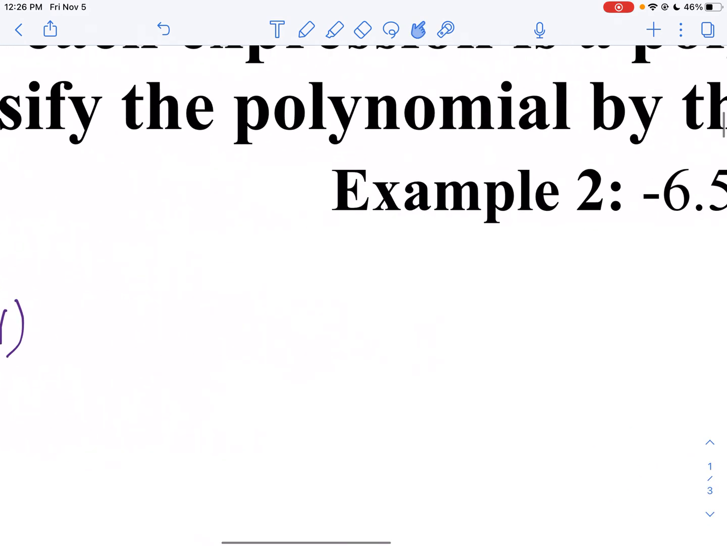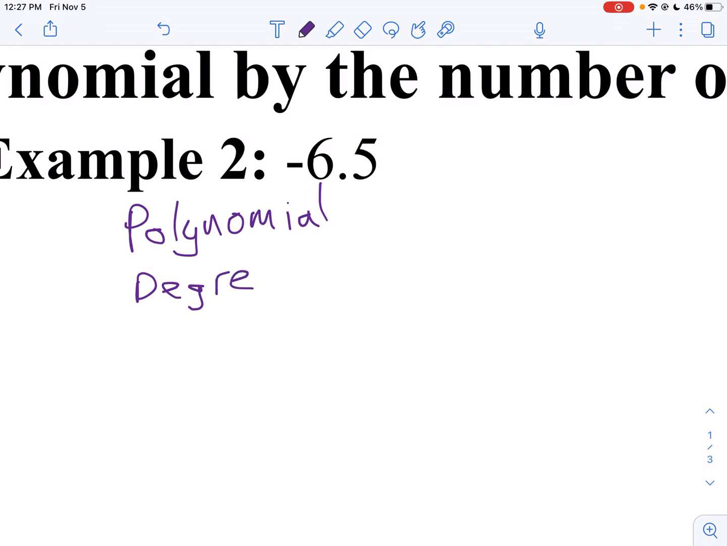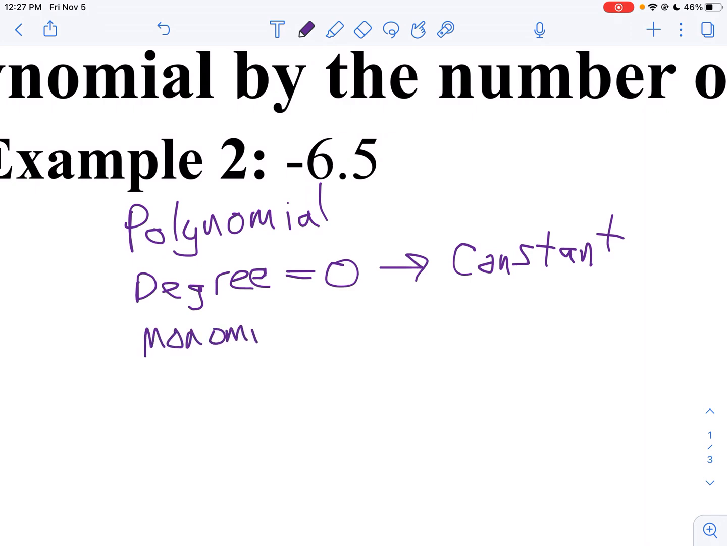Let's take a look at example 2 here. I've just got a number here, don't I? And a number is a polynomial. So this is a polynomial. And the degree is 0. Because there's no variables. So we call that a constant. There's only one term, so this is a monomial. So a lot of times we refer to this as a constant monomial.